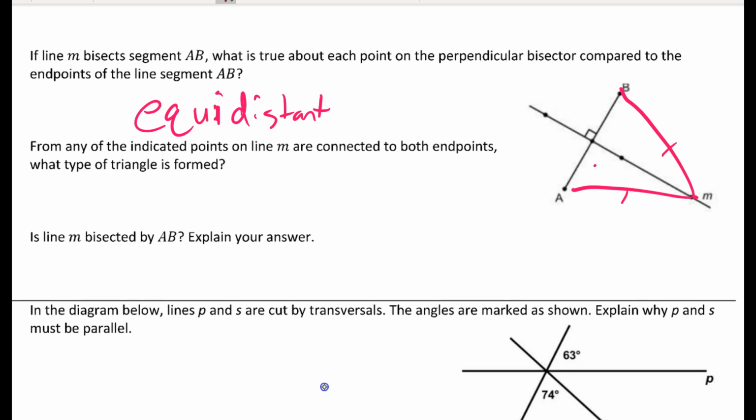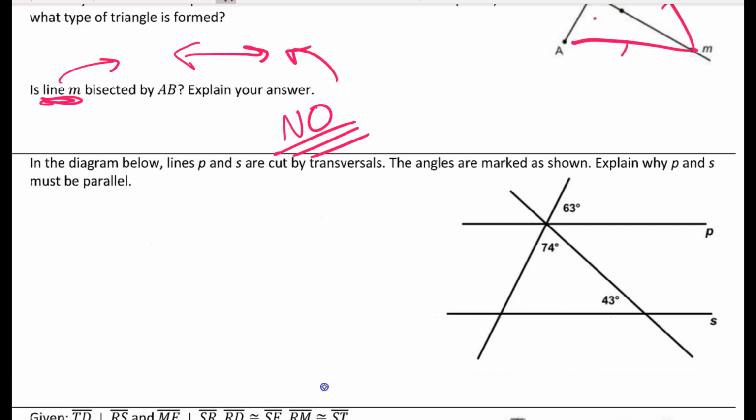Is line M bisected by AB? Well, you have to consider that. What's a line? A line goes infinitely in both directions. You can't bisect something if it doesn't have a length. So the answer here is a hard no, because a line is infinite in length. So you'll never be able to cut it in half because it goes infinitely in both directions.